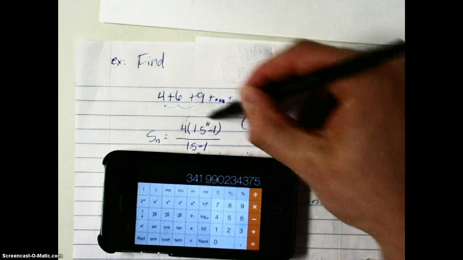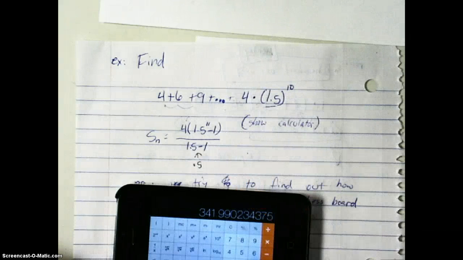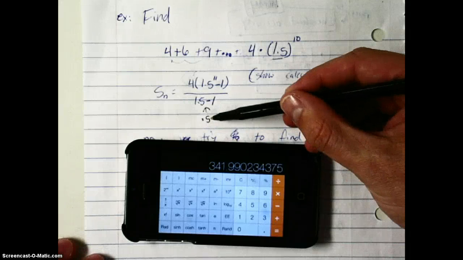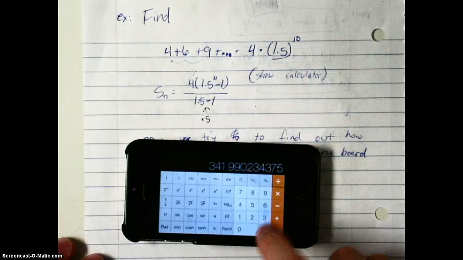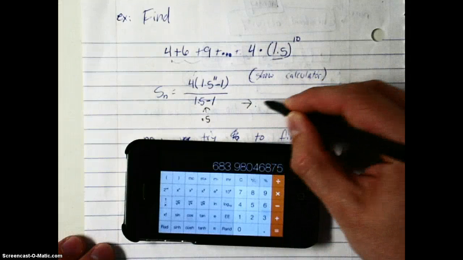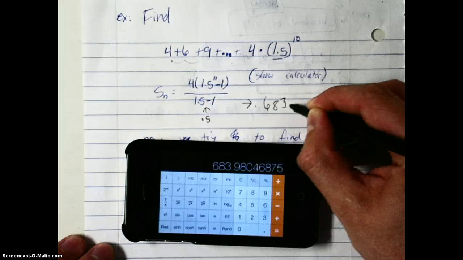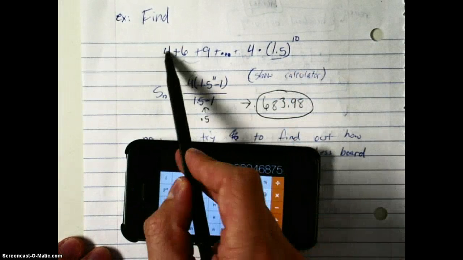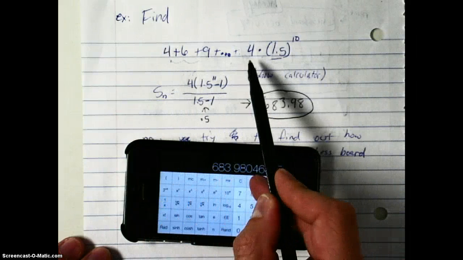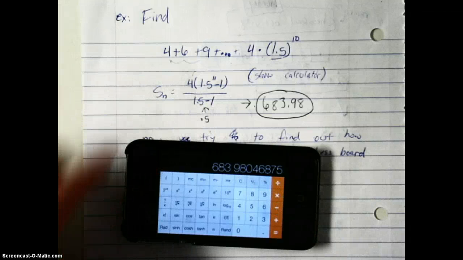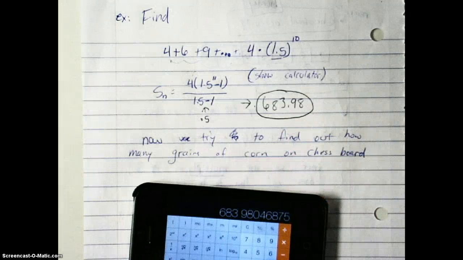Okay, that's what the numerator is. And now I'm left with my denominator. So I'm going to divide by 0.5. And that is what our answer is, 683.98 if we round. Okay, so if we add these up, we get 683.98.